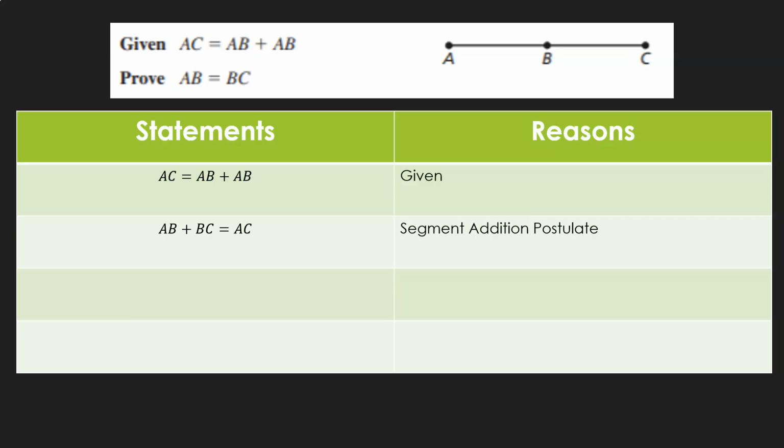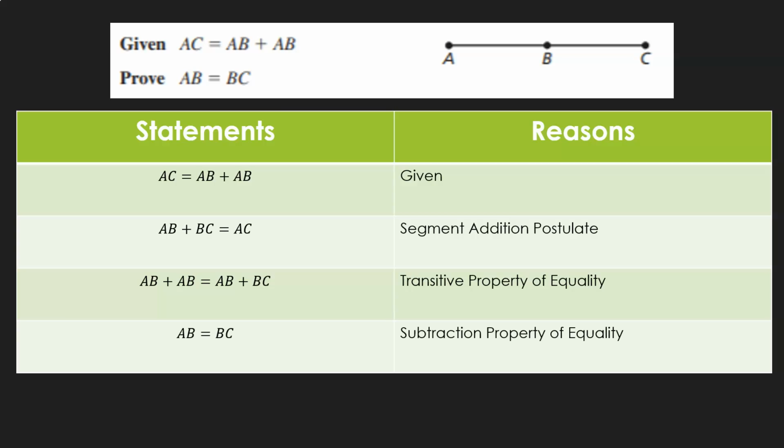So here you can start using those things you learned on the other notes about angles and addition postulates. Then I can use the transitive property of equality. Notice how I have the AC up here and the AC down here. I just replaced AC with AB plus BC and set it equal to AB plus AB because they equal the same thing. Then, because I have AB on both sides, I can remove it by subtraction, and I end up with AB equals BC.